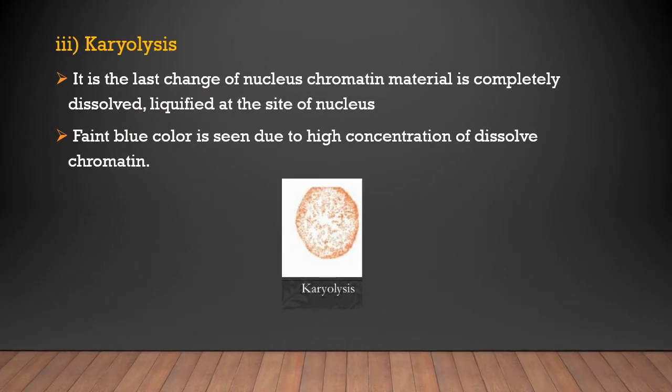The last light microscopic change, or last nuclear change, is karyolysis, which means total breakdown is seen. It is the last change of the nucleus, in which chromatin material is completely dissolved and liquefied at the site of the nucleus. A faint blue color is seen due to the high concentration of dissolved chromatin, in which the chromatin is totally dissolved into the cytoplasm. This is the nuclear change, also known as the light microscopic change.